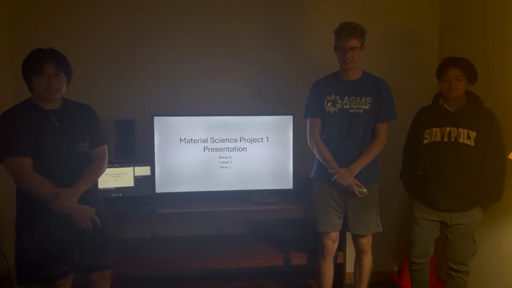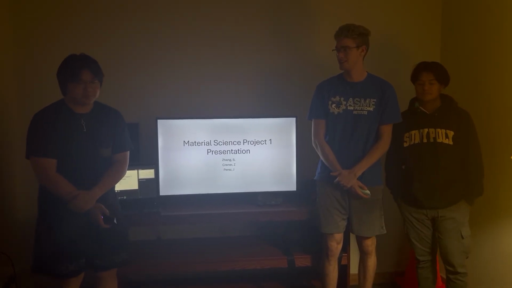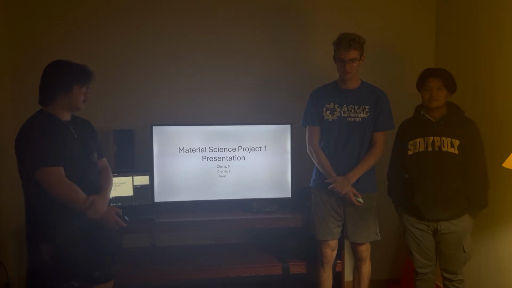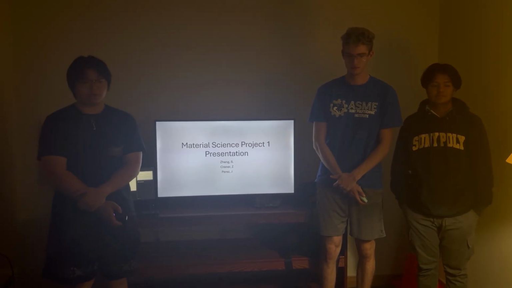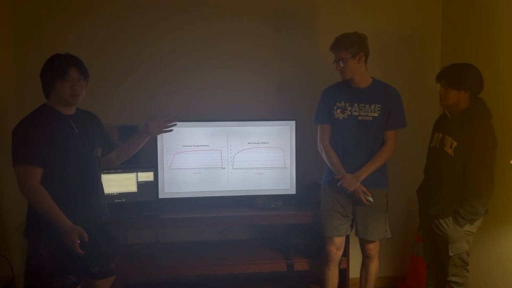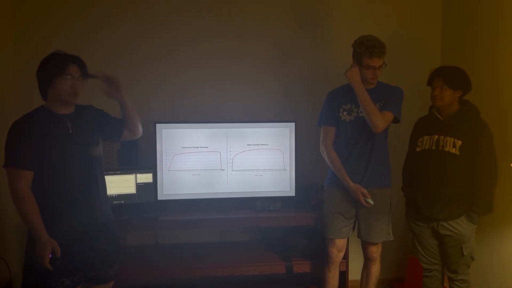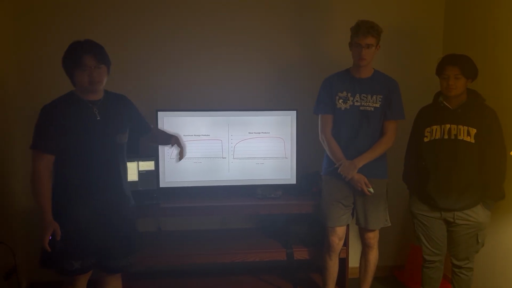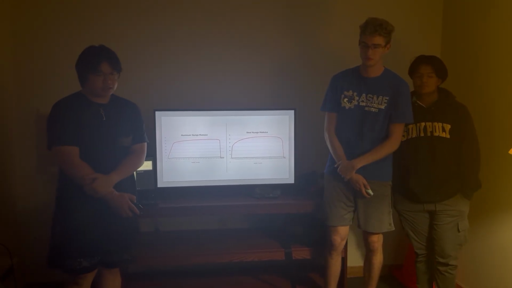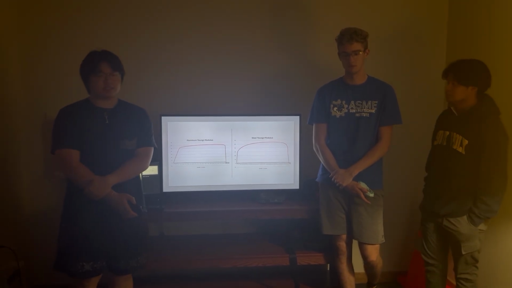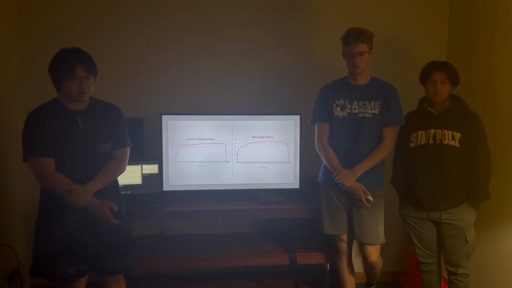All right, so this is our presentation for our stress strain curve for the tensile test for both our aluminum and steel dog bone material specimen. These are two graphs for our aluminum Young's modulus and the steel Young's modulus for our specimen. And when we're looking at these stress strain curves, we first need to determine what exactly we're dealing with here.